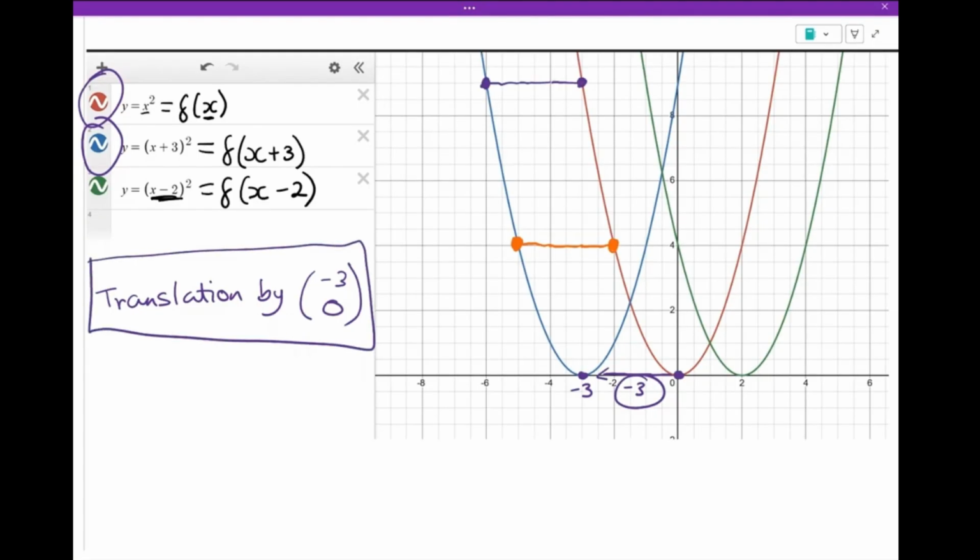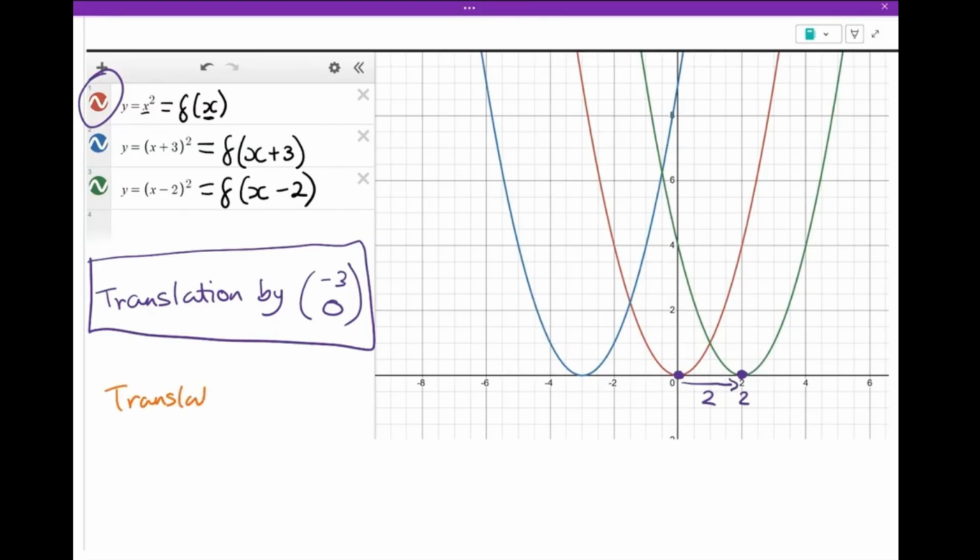So now let's compare my red curve to my green curve instead. Let's start by marking on the turning point of my green curve. The turning point of my green one is over here. Okay, it's at 2 on the x-axis, whereas my initial turning point was at 0 on the x-axis. So it seems that we have moved 2 to the right instead. Okay, so my transformation would be a translation again.